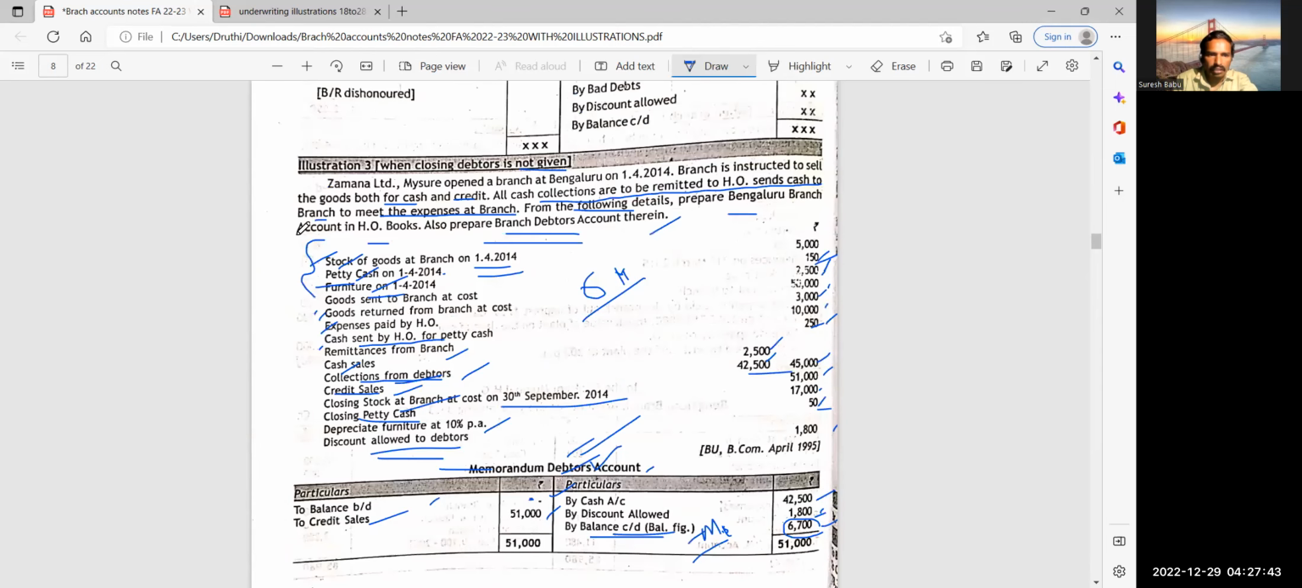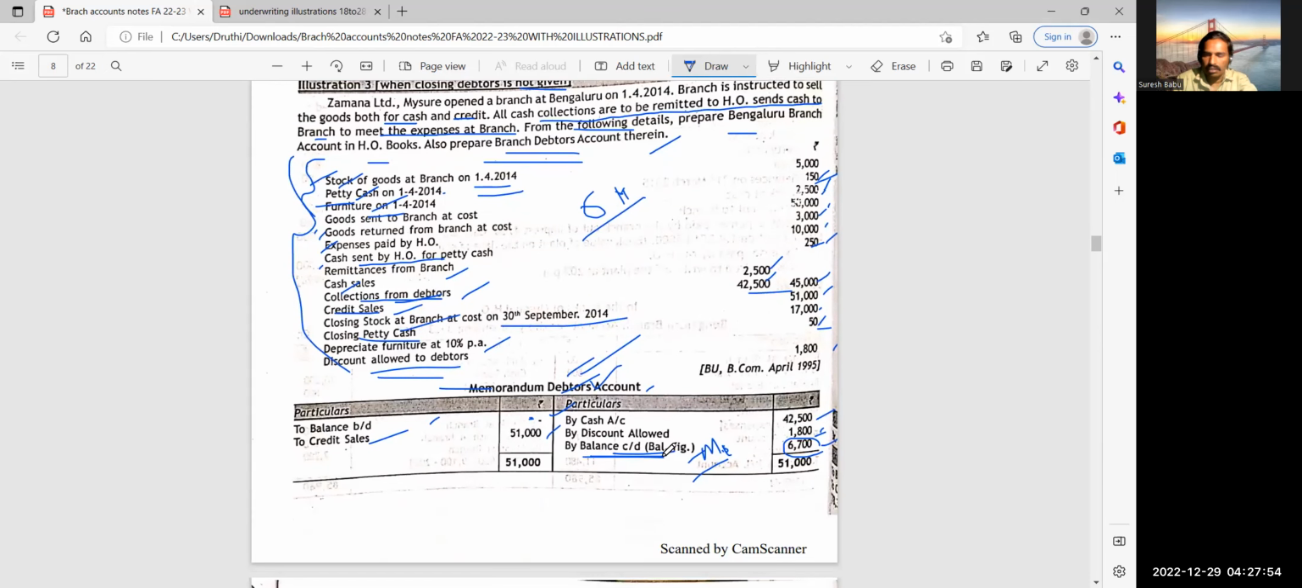So let me explain to you first of all. Read the sum. Trace out missing information. Here missing information is closing debtors. Prepare memorandum debtors account. Ascertain closing debtors. Then prepare branch account. As per the format, you post it. Okay. Towards the end, you ascertain the profit.